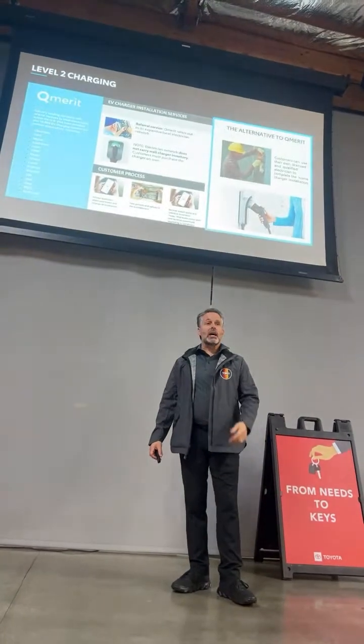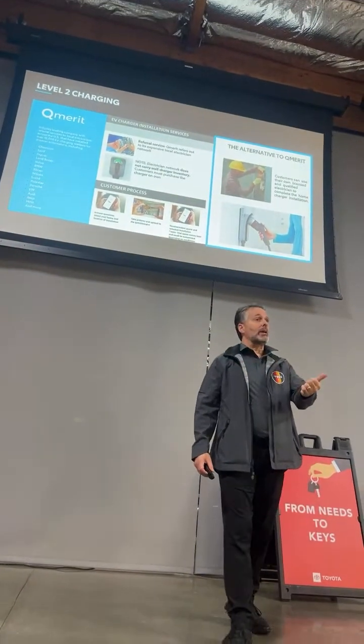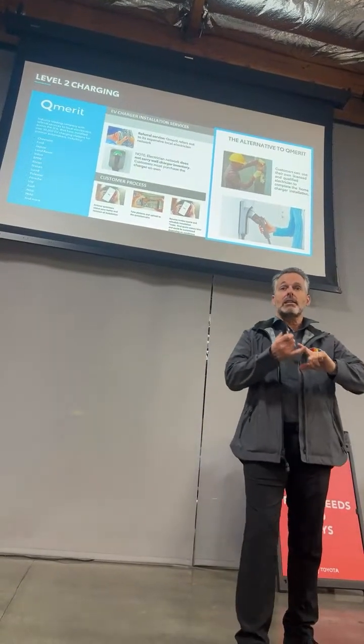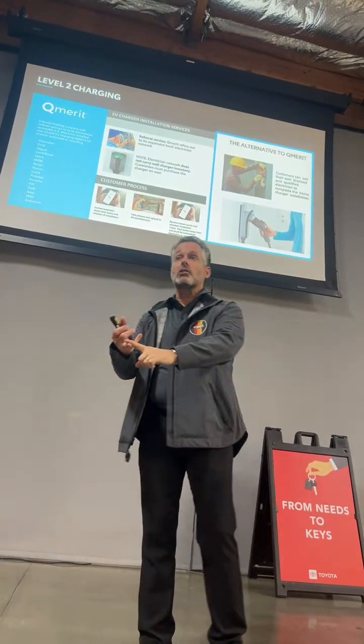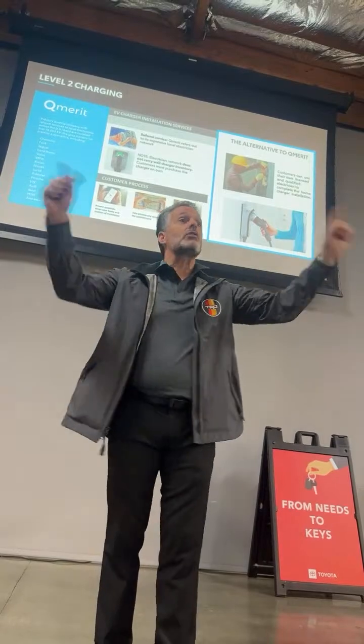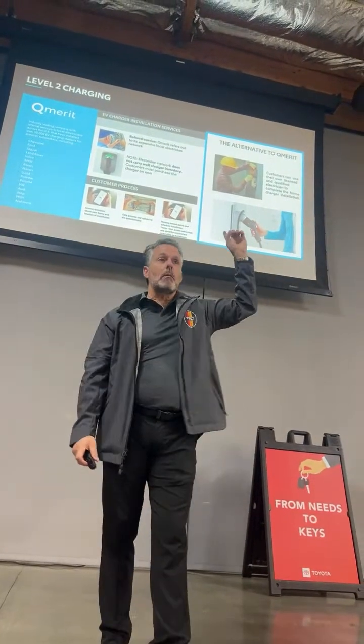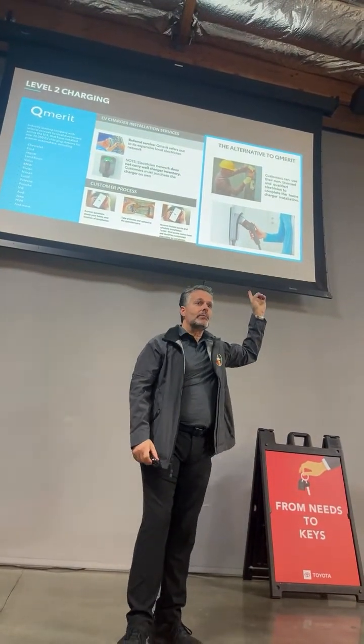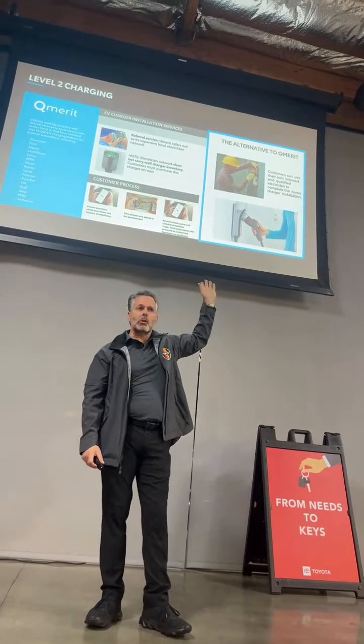So another thing we can do is if you go to the BZ page, it gives you information on how to calculate time to charge, how to calculate cost to charge, how to find incentives, how to find charging stations, and this company up here. We've all heard of this company? Qmerit. Is this a Toyota company?